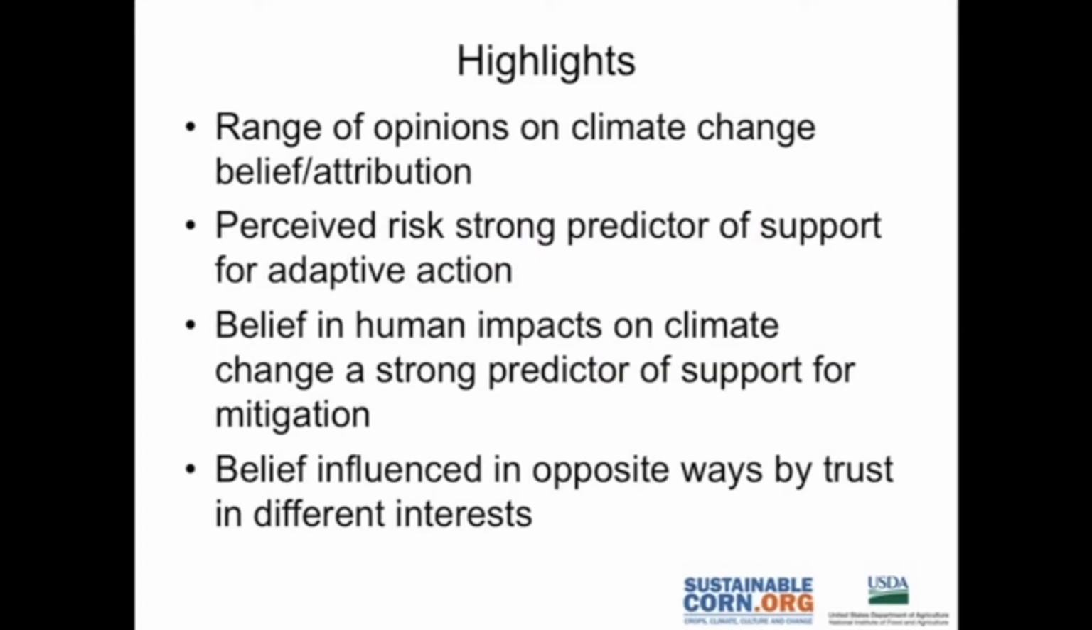Iowa Farm Poll, we do really see a range of opinions on the attribution and belief in climate change. And we find that this perceived risk for the impacts of climate change is a strong predictor of support for adaptive action. But the predictor of support for government mitigation, actually the strongest predictor there, is the belief that there is a human impact on climate change. And finally, we find that trust in these different actors influences belief in sort of opposite ways. So with that, I'll take any questions.